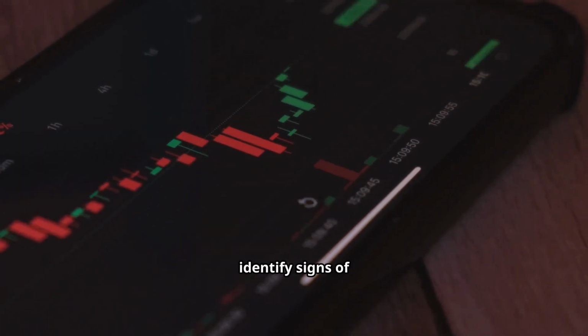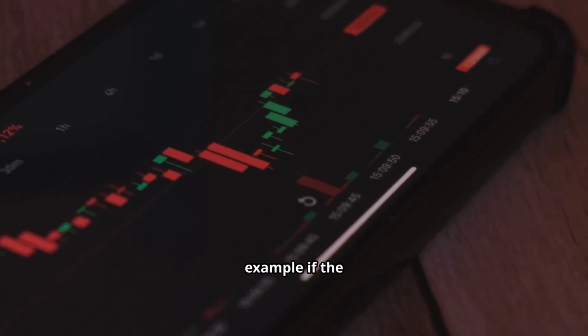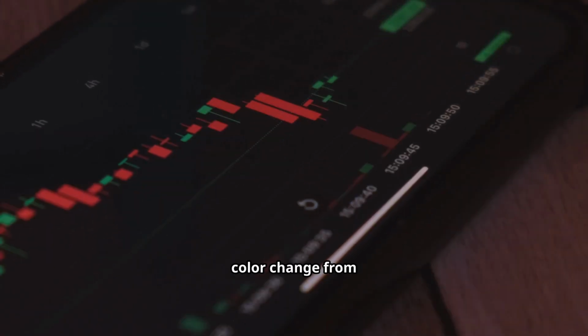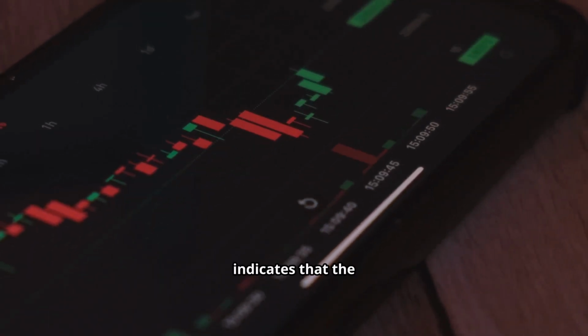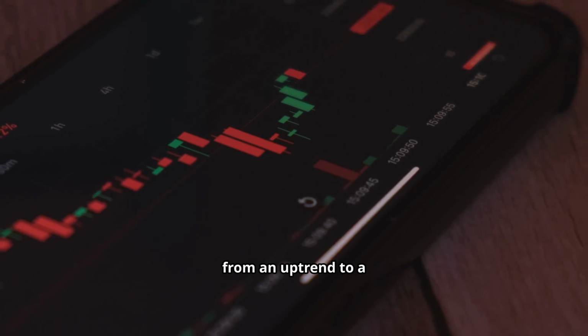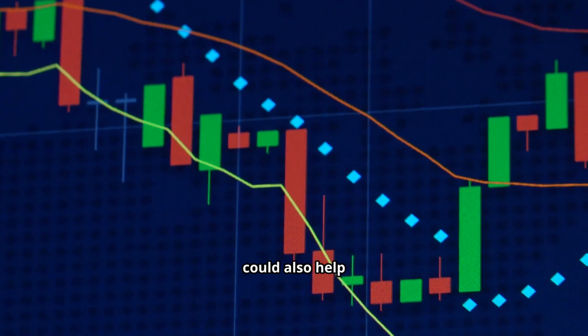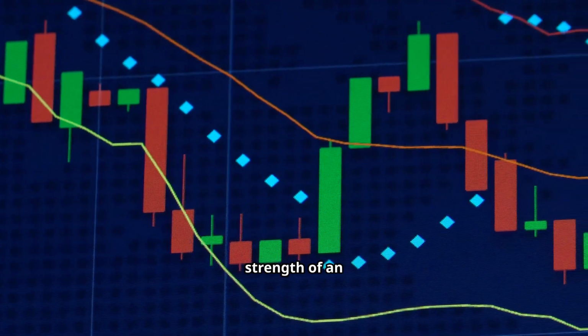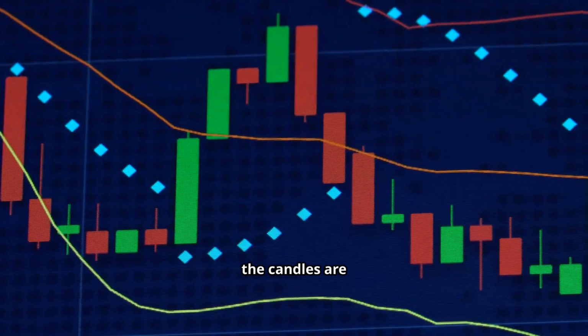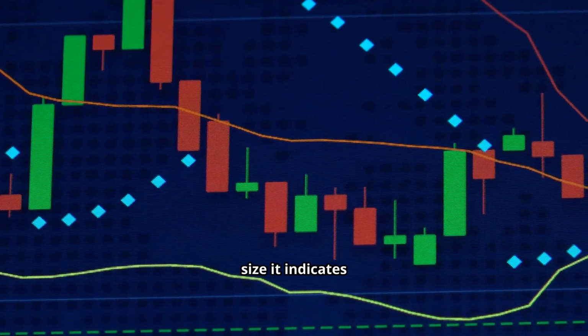For example, if the indicator showed a color change from green to red, it indicates that the trend is switching from an uptrend to a possible downtrend and vice versa. The size of the candles could also help traders identify the strength of an existing trend. If the candles are growing larger in size, it indicates that the trend is getting stronger, which means more momentum.